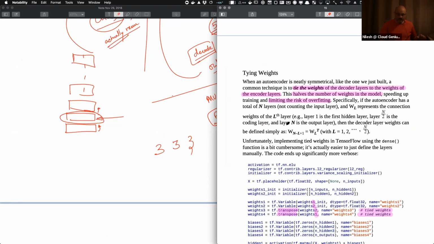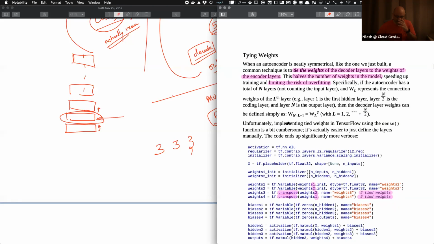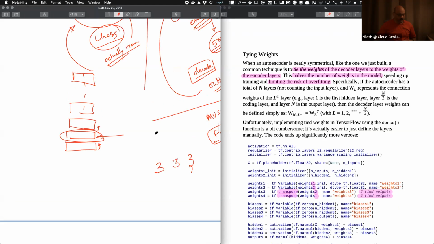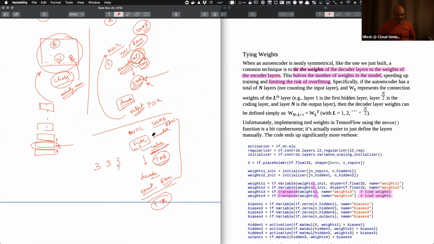Next, what we want to do is, hold on, let me see what this thing is. Okay, this is tying weights. So tying of weights basically is to say that this is symmetrical. So that's the underlying idea. By tying your weights, what we are really doing is simplifying our math.